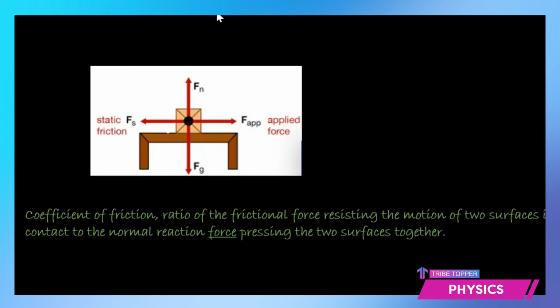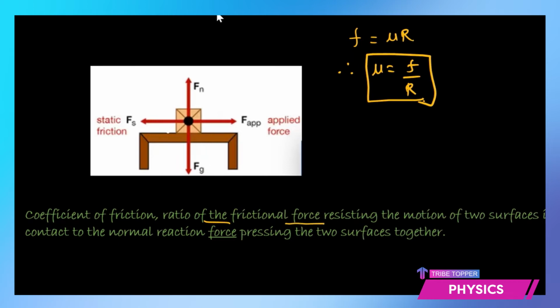So if we want to define the coefficient of friction, then we would say, because force of friction is equal to mu times R, therefore mu would be equal to F by R, right? So mathematically, it is the ratio of the frictional force, which is resisting the motion of two surfaces in contact, to the normal reaction force, which is pressing the two surfaces together. So you can see here the normal reaction force, which is acting upwards. This decides the static friction.